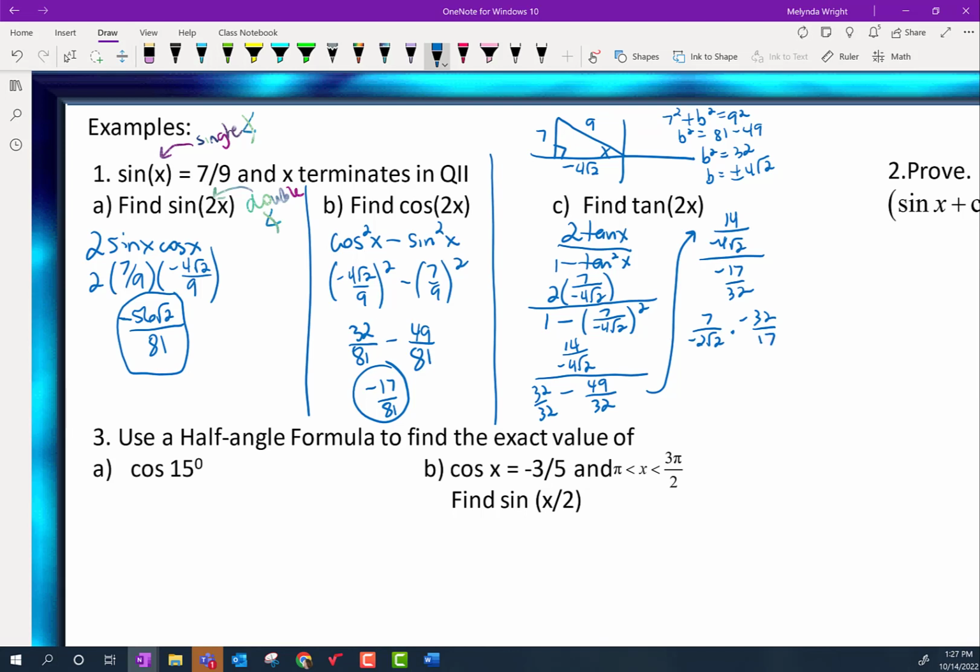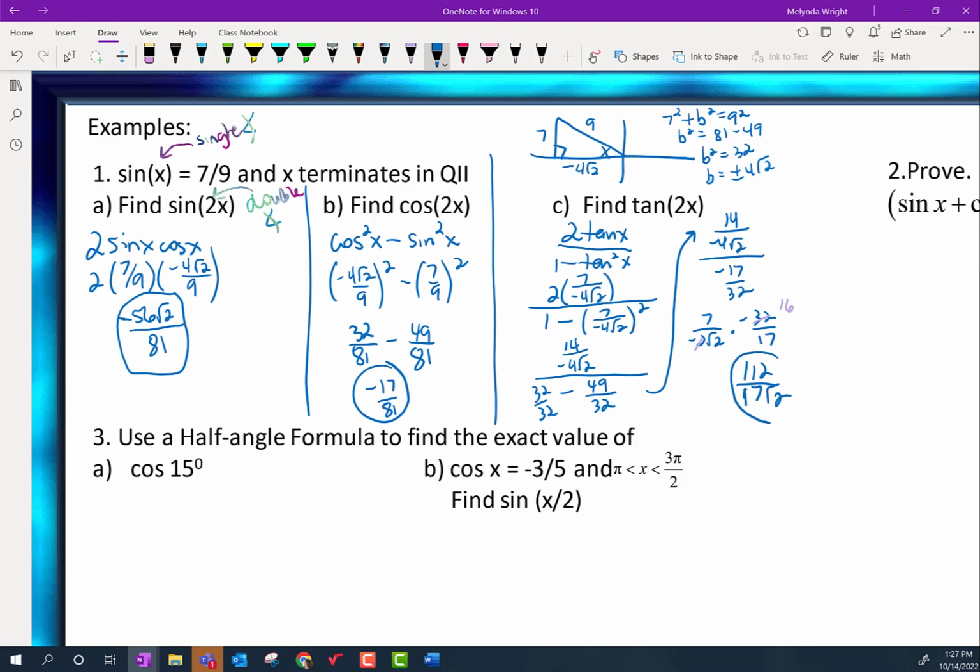Let's see, 2 goes into 32, doesn't it? Goes into 32, what, 16 times? Is that right, or have I lost my mind? Right, that's right. So now, of course, I need to do, what is 16 times 7? 112. So I've got, and negative times negative is positive, so I've got 112 over 17 root 2.